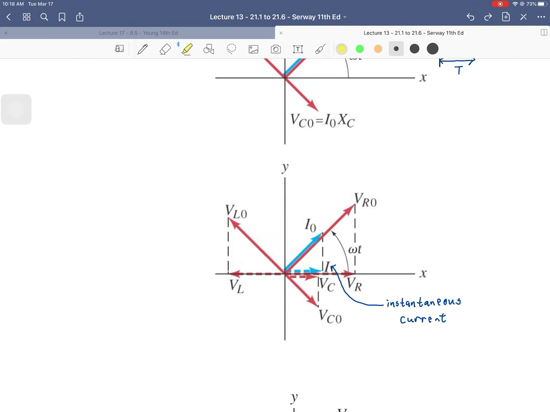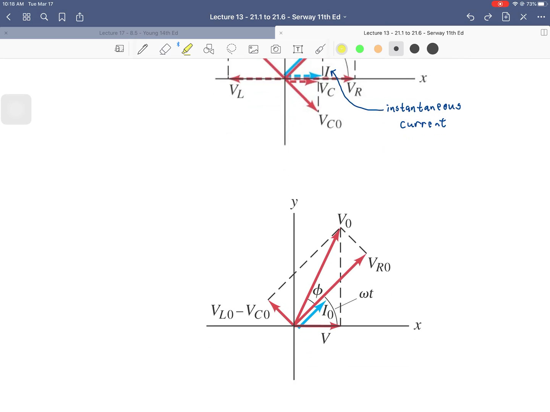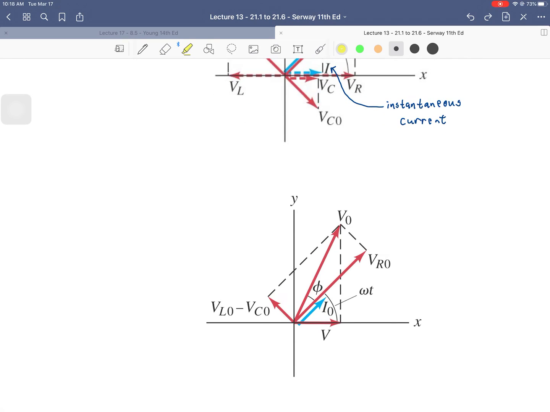Now the last step that we can do with our phasor diagram is shown down here, where we've combined the effects of the voltage across the capacitor and the inductor shown here. Okay, so this is the combined voltage across the inductor and capacitor. And why did we combine them in such a way that we subtracted the capacitor from the inductor?